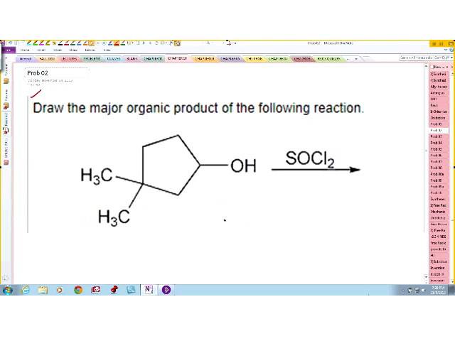Emeka, can you read this for us? Draw the major organic products of the following reaction. It should be fairly simple, right? Just replace. Do a resonance one. So this will be this here.